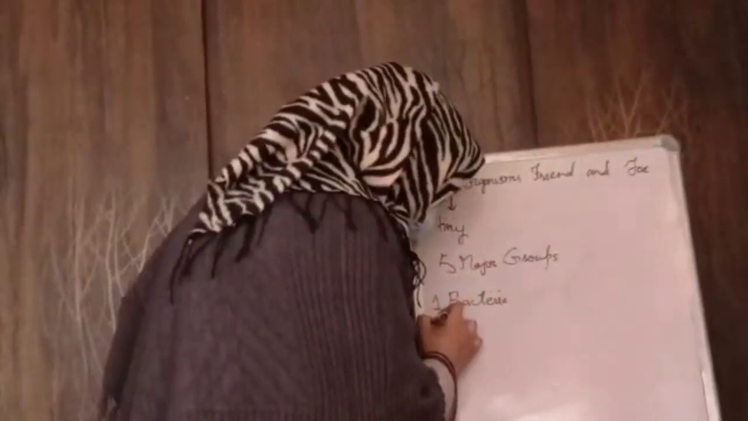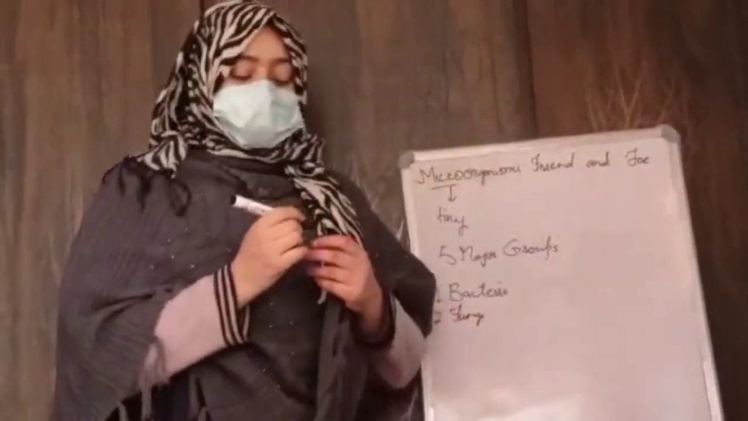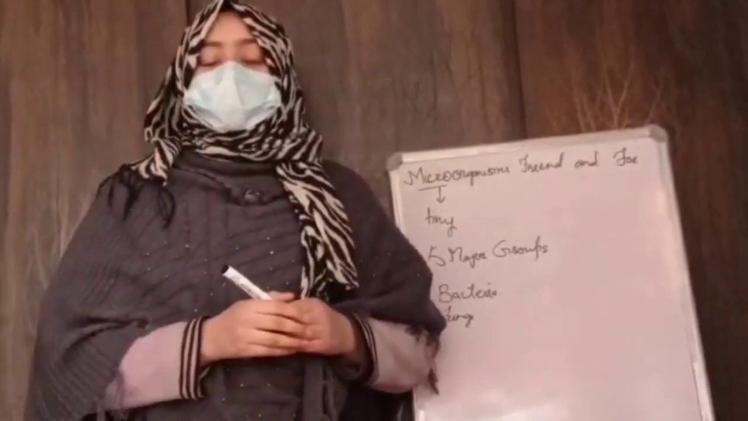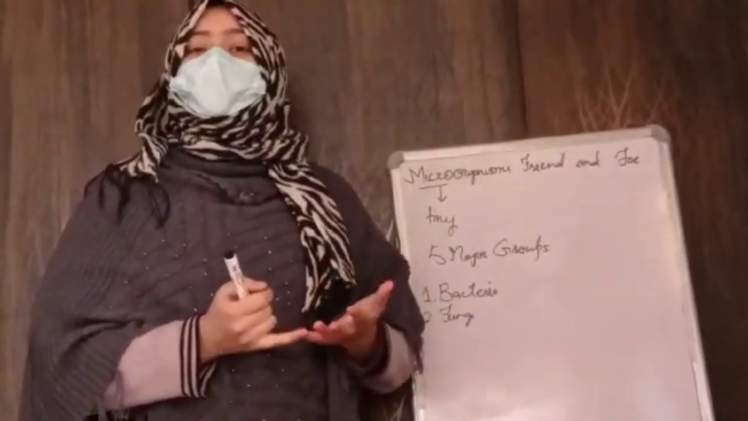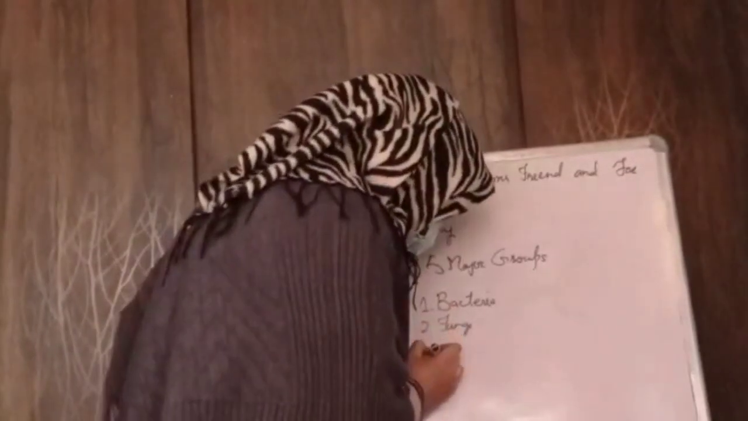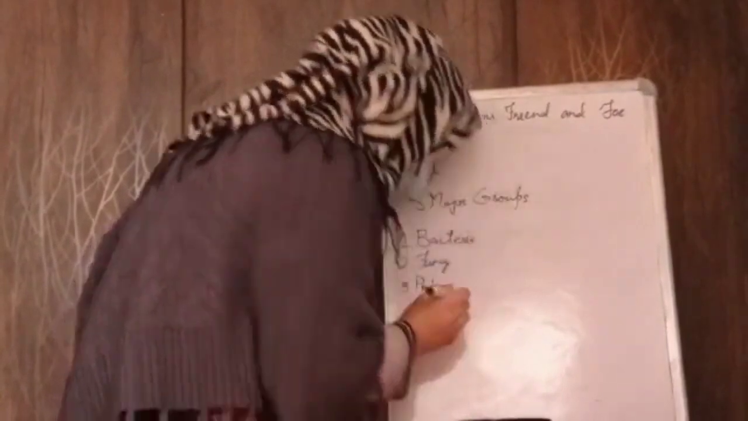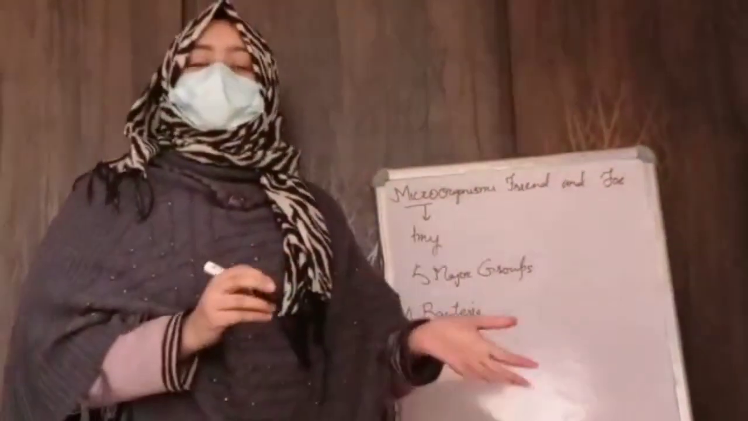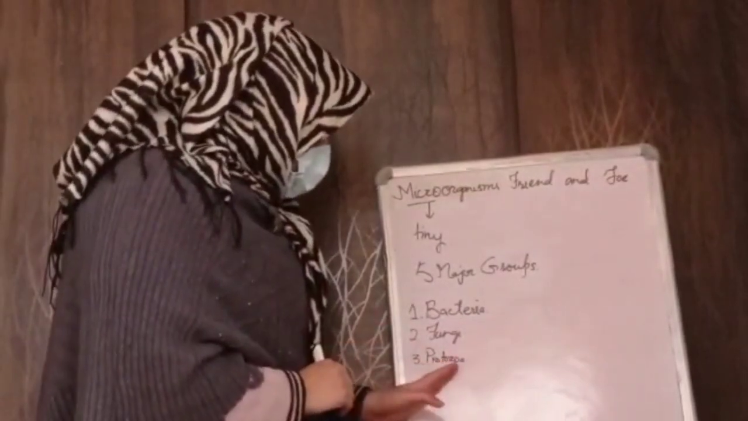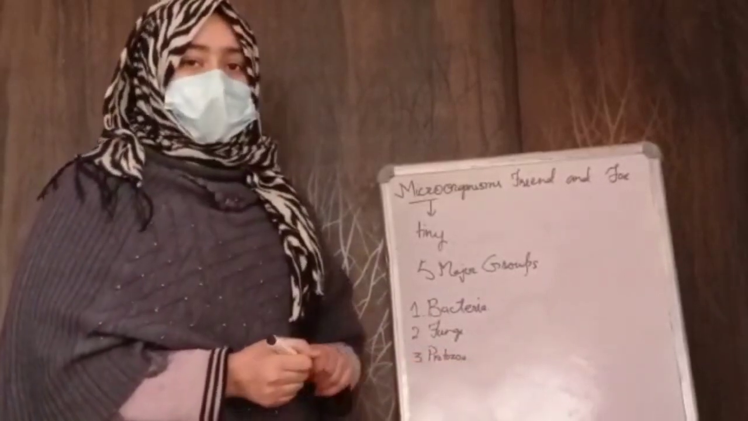The second one is fungi. Fungi are multicellular disease-causing microorganisms. The most common examples in fungi are yeast and mushrooms. And the third one is protozoa. It can be multicellular or unicellular, and an example in protozoa is amoeba, and it is also a disease-causing microorganism.